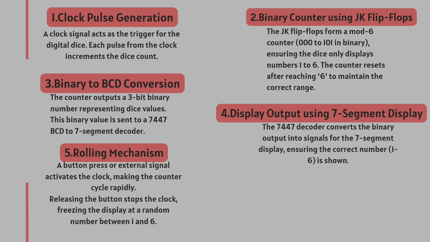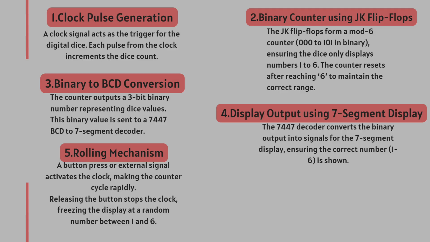The JK flip-flop form a 6-mode counter from 000 to 101 in the binary, ensuring the dice only display number 1 to 6. The counter resets after reach 6 to maintain the correct range. Third is binary to BCD conversion. The counter output a 3-bit binary number representing dice value. This binary value is sent to a 7447 BCD to 7-segment decoder.